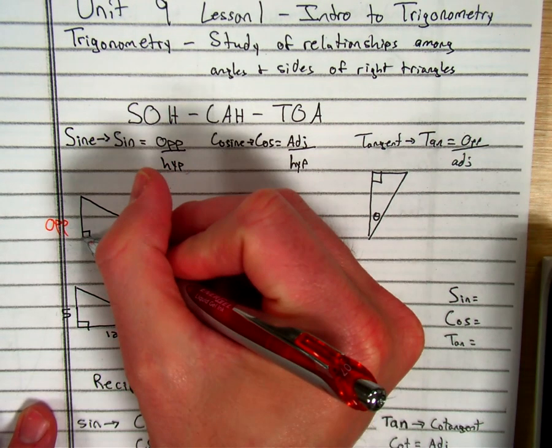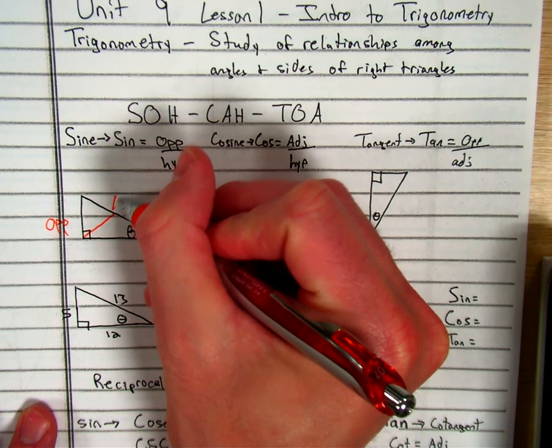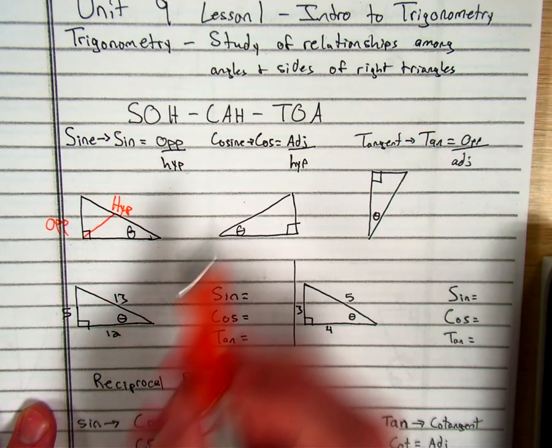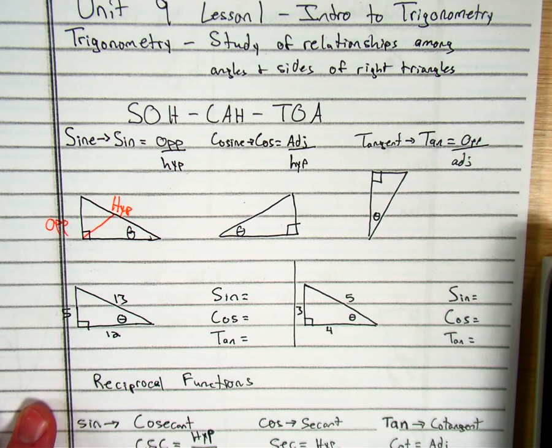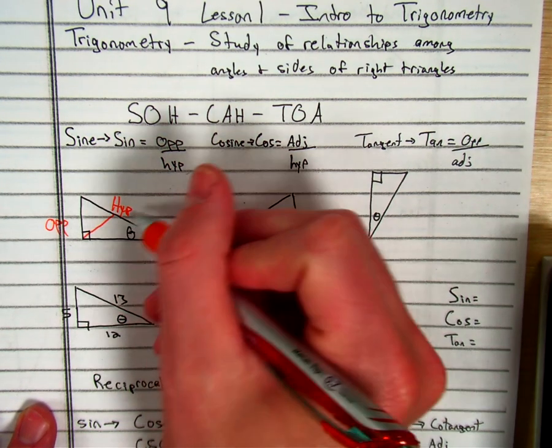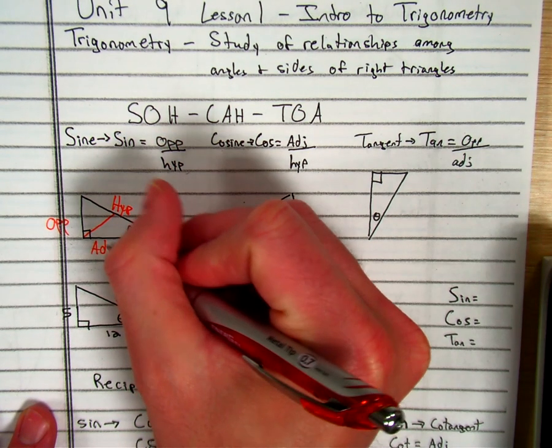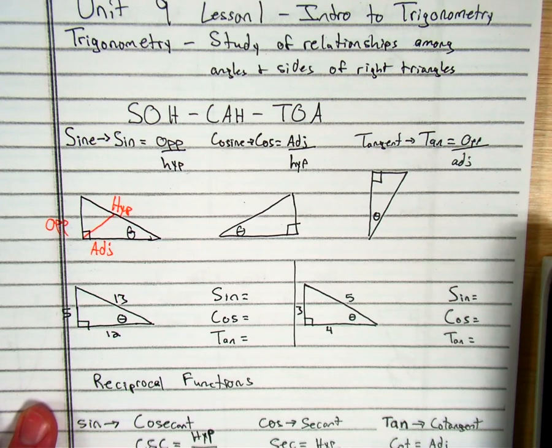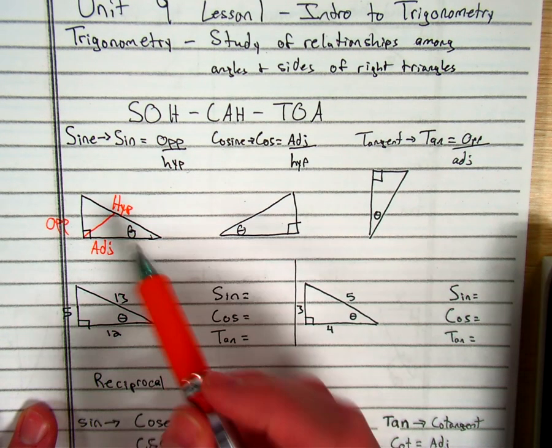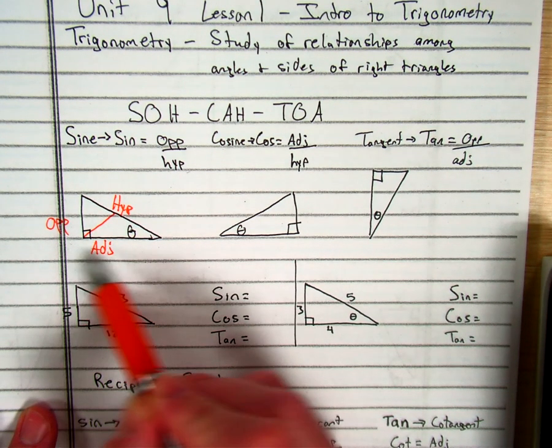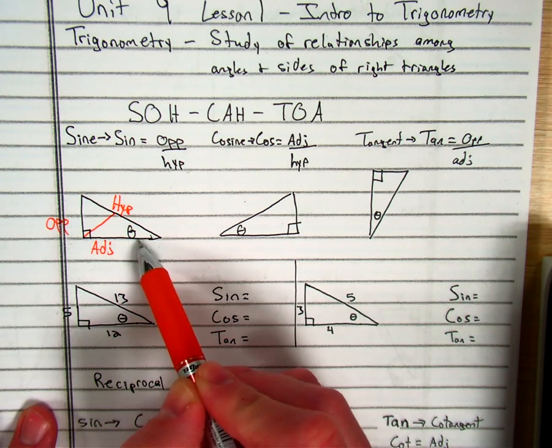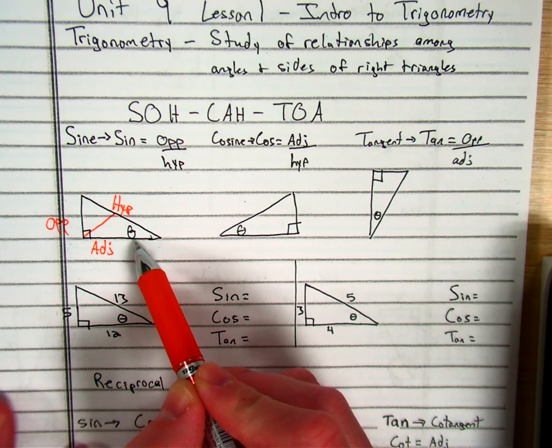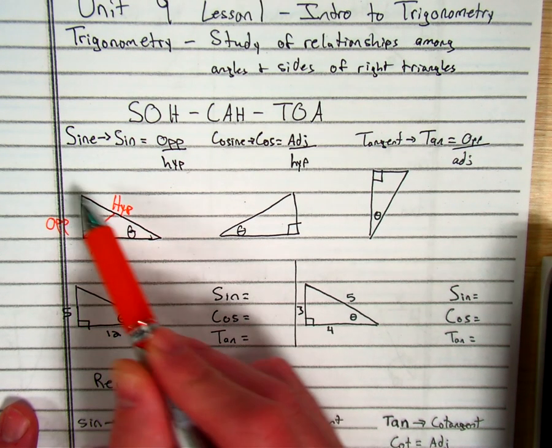Always across from the right angle will be your hypotenuse. Always, always, always. And then the leftover one is adjacent. Adjacent is a big fancy word that means next to. It's the leg of the triangle that's next to the angle we're talking about, but not the hypotenuse.